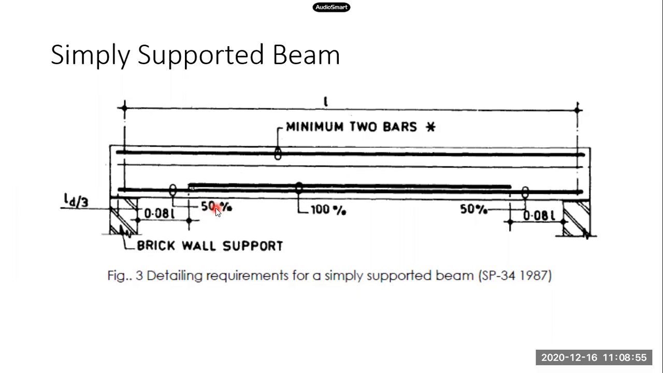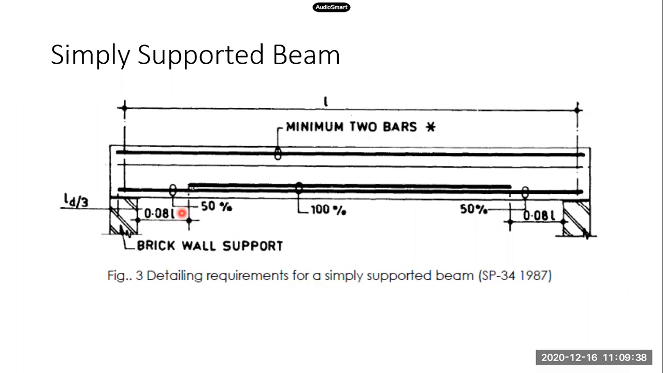So you can reduce it by 50%. At what distance? At a distance of 0.08 L from the face of the support. L is our center to center distance between the supports. This is the span of the beam, center to center distance between the supports. So after a distance of 0.08 L from the face of the support, I can cut 50% of the steel on both the supports. So that will help us to save the quantity of steel. So that is the purpose of curtailment over here. This 50% curtailment can be done only after a distance of 0.08 L from our support.